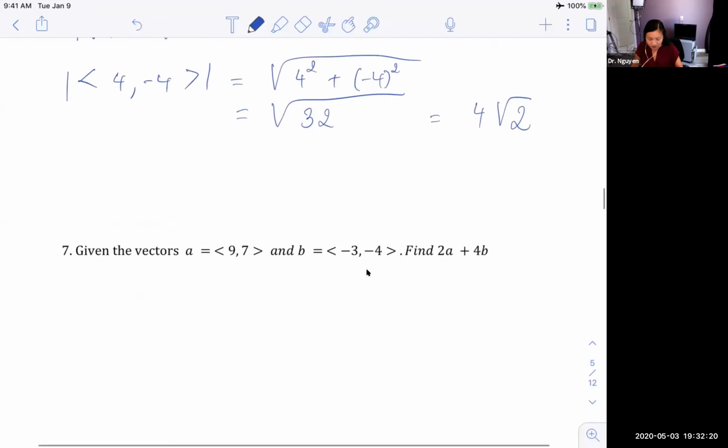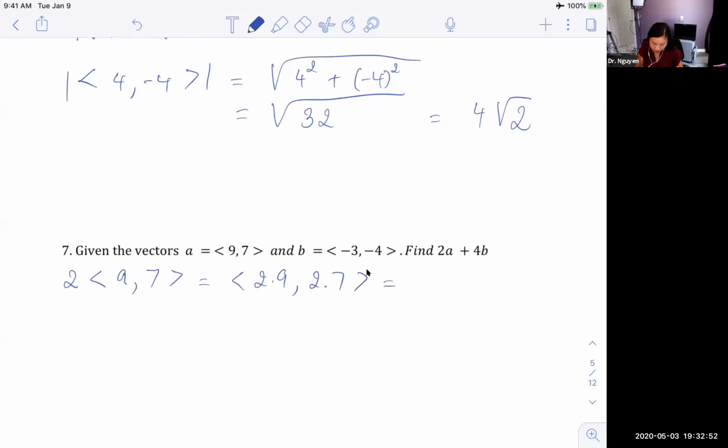Now, given the vector A is <9, 7>, and B is <-3, -4>, find 2A plus 4B. This is really simple. For example, if I want to find 2A, this is called scalar multiplication. You just multiply 2 times 9 and 2 times 7. Then you have a new vector. So it's going to be 2 times 9 and 2 times 7. This is going to give you <18, 14>.